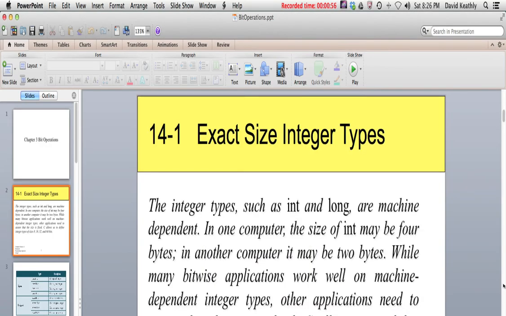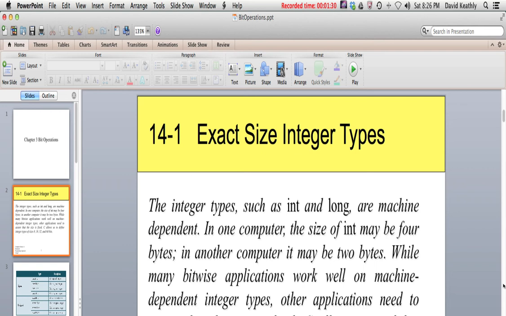So the first is when we look at some of the data types that we're used to and that we learned about in 1030, we know that the integer data type in particular, as well as long, are machine dependent. In other words, on a 32-bit machine they may be one size, on a 64-bit machine they may be another, maybe 2 bytes or 4 bytes. So although bitwise applications work well on these integer types, there are often cases where we need to know for sure how big a value is regardless of what architecture we're on, so that we're less machine dependent.